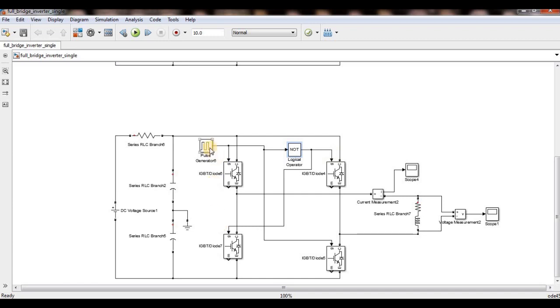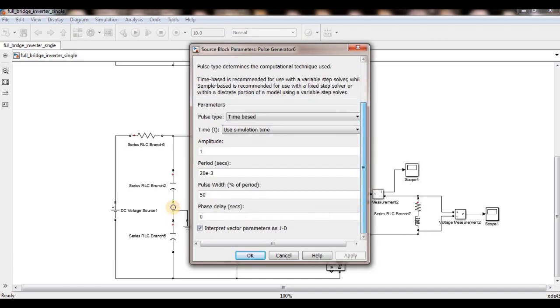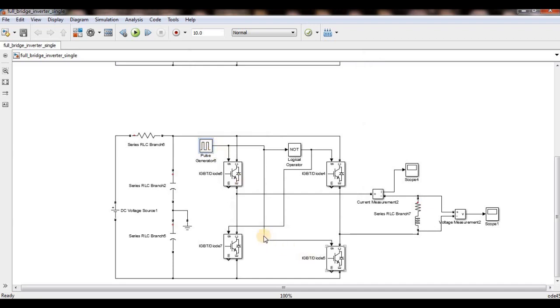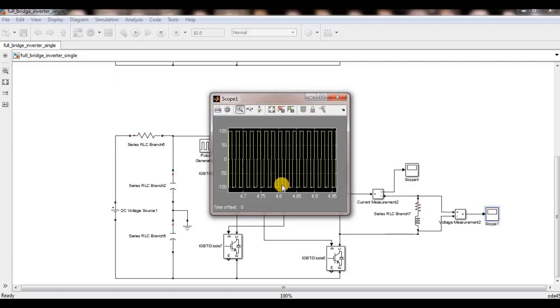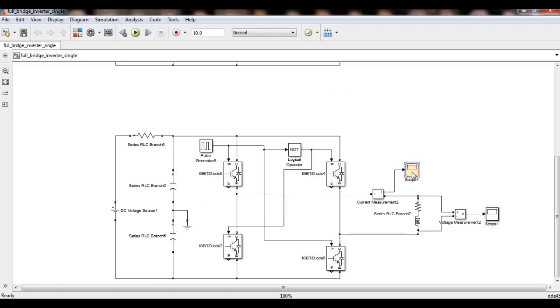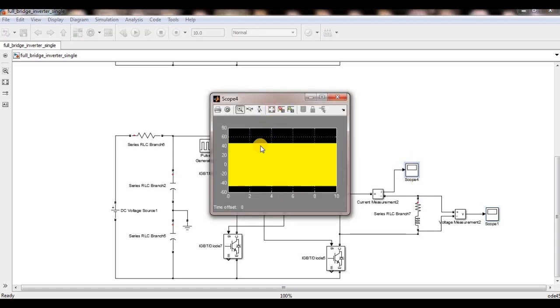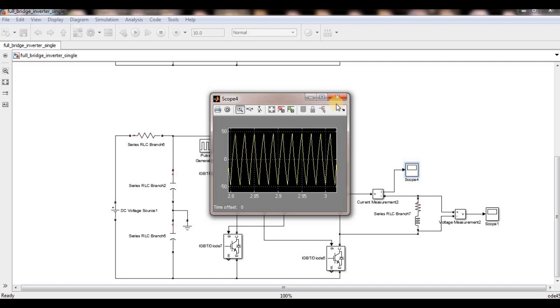So I am using only one pulse, with 20 milliseconds period, 50 Hz, 50%. 50% means 180 degrees conduction mode, and phase delay 0. And these two I am giving the same pulse, and I am using the NOT gate to provide the gate pulse for these two switches. So the same output I will get here. See, the same output. But the only thing is I am using only one pulse.